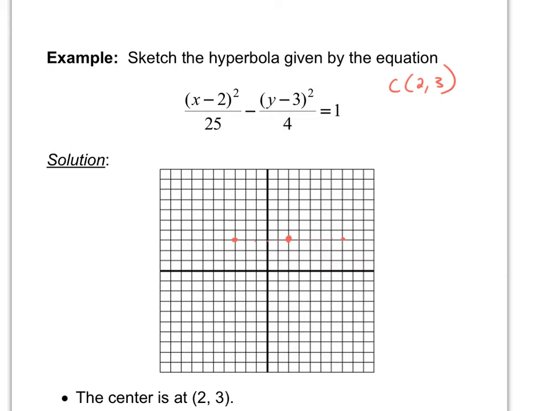Because remember, this is my a squared, which means a is 5, and this is my b squared, and that means b is 2. So I'm still going to use those numbers like I did with the ellipse and go up 2 and down 2. But the difference is this is not an ellipse, so I'm not going to draw an ellipse. Instead, I'm going to sketch a rectangle that uses those points. So here's my rectangle.